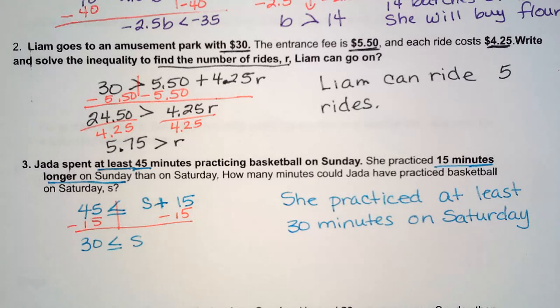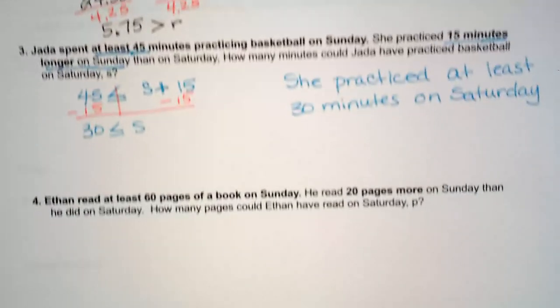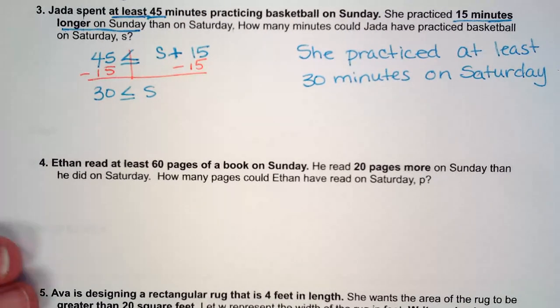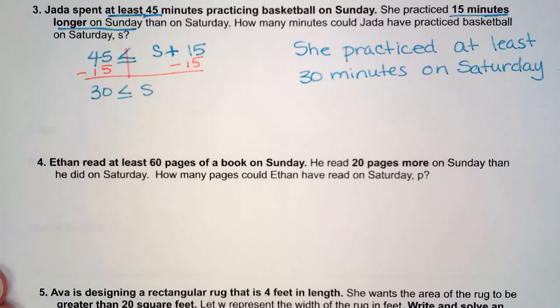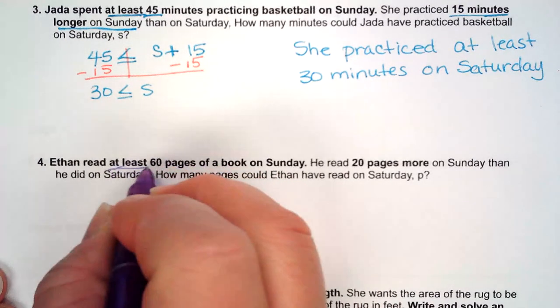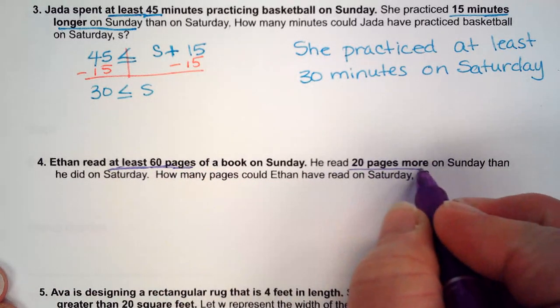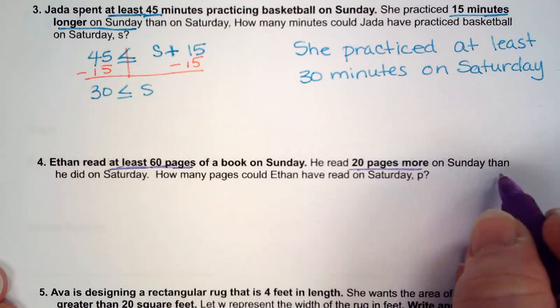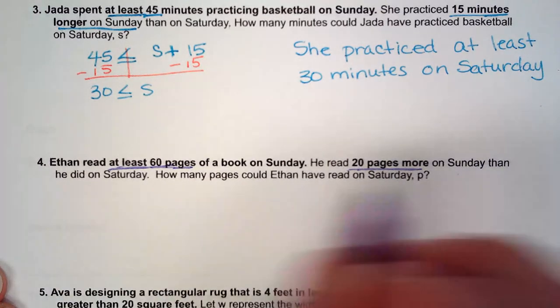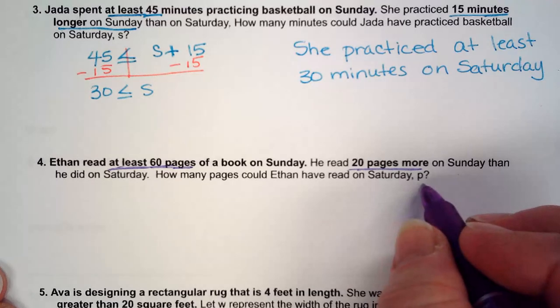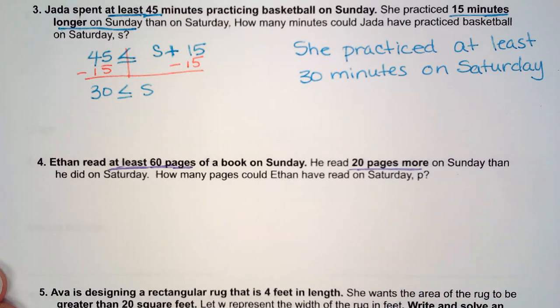Well, I hope you tried. This is another at least. Ethan read at least 60 pages of a book on Sunday. He read 20 more pages on Sunday than he did on Saturday. How many pages could Ethan have read on Saturday? And we're going to use P for pages.